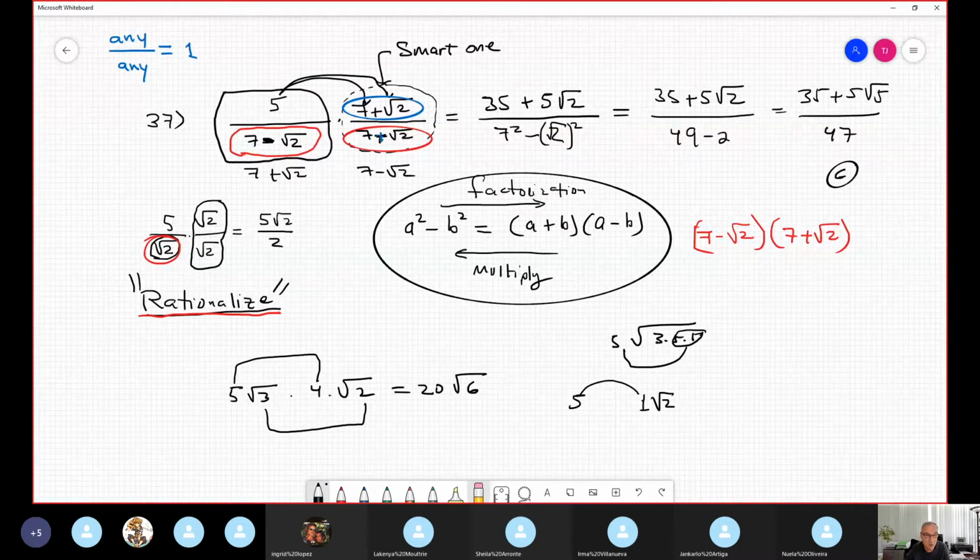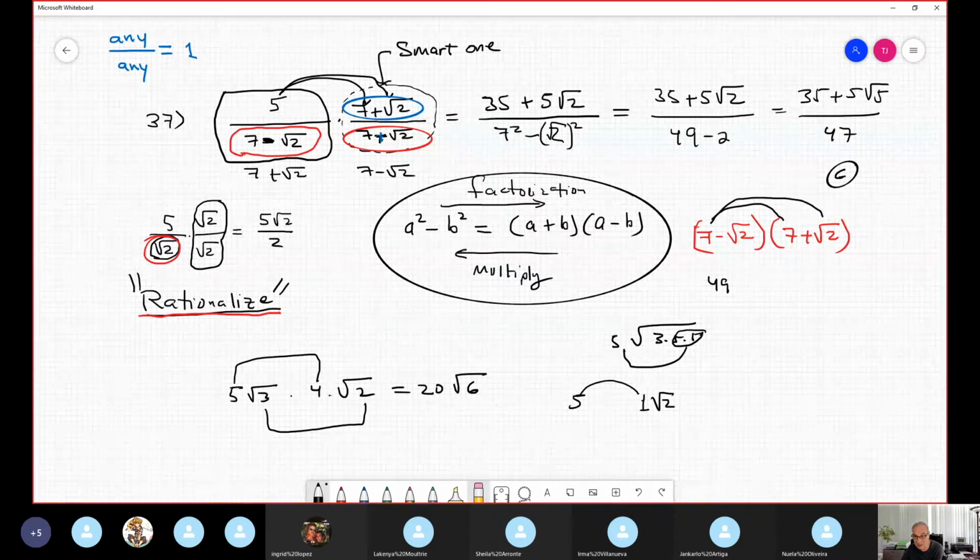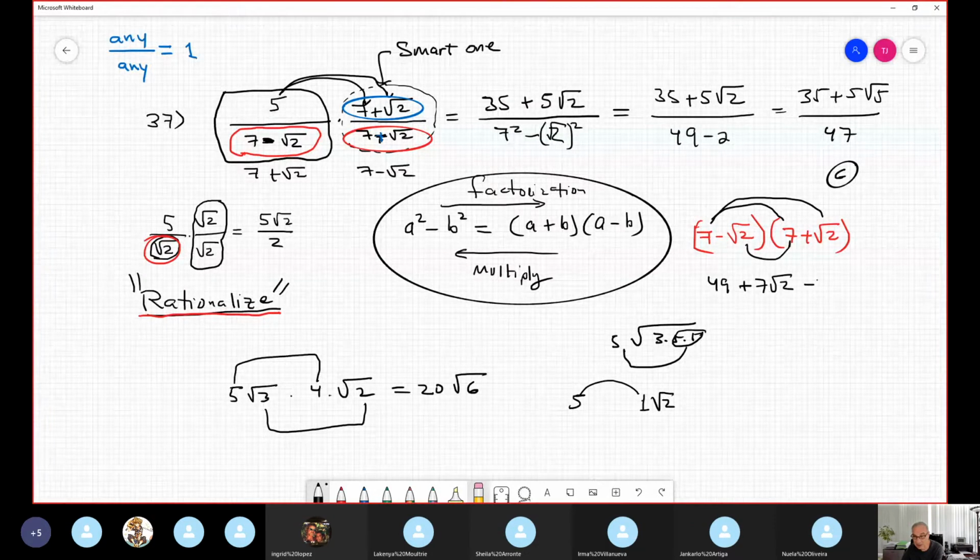I create a smart one using the conjugate of the expression in the denominator, and I put this, a twin brother, and this. Now the final multiplication: when you multiply this and this, you can apply FOIL if you want. 7 times 7 is 49, and 7 times radical 2 is 7 radical 2, and this is minus 7 radical 2, and this is minus radical 2 times radical 2, which is 2. And this is always cancelled. This is a special problem.